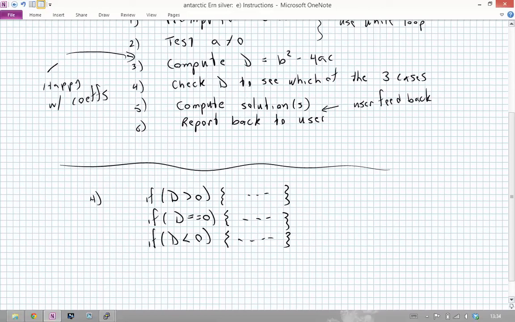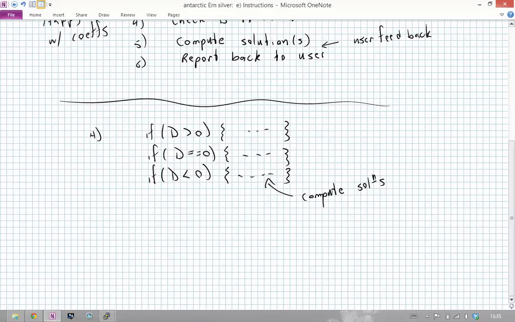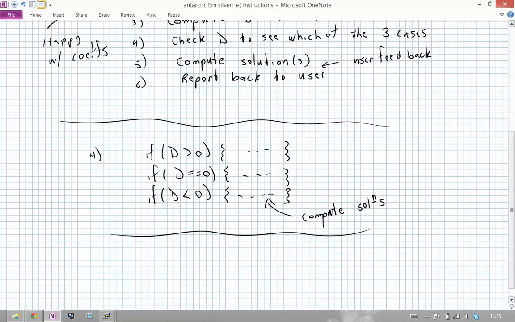So yes, I would compute D, and then I would just have these 3 separate if statements to do the work of computing the solutions. So in fact, in each one of these, you're going to compute the solutions. Okay, so that leads us to step 5. Step 5, you already have D.